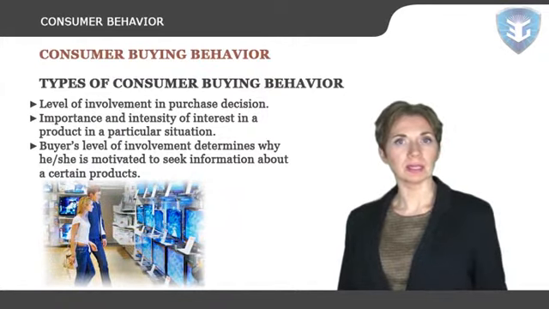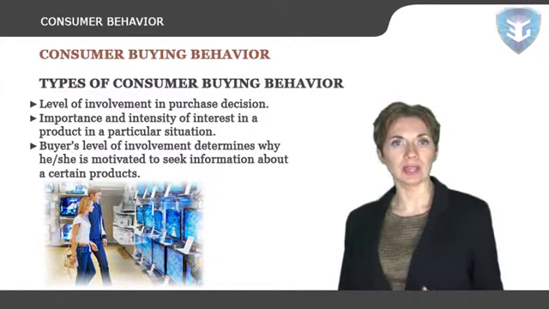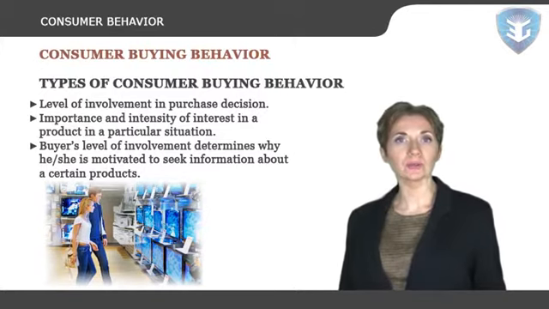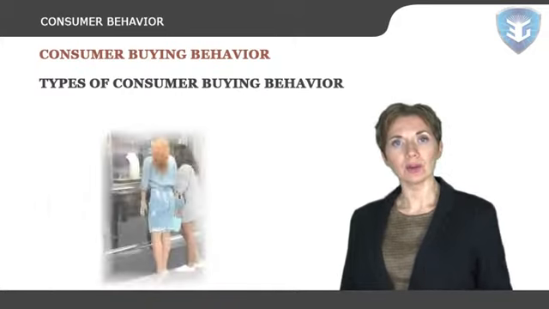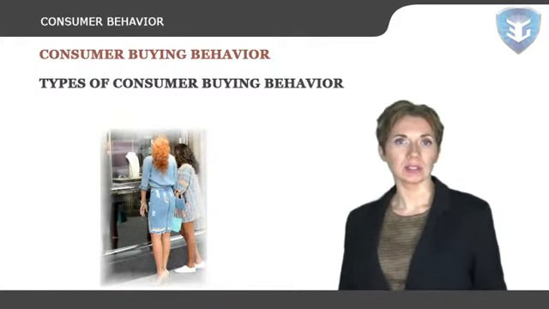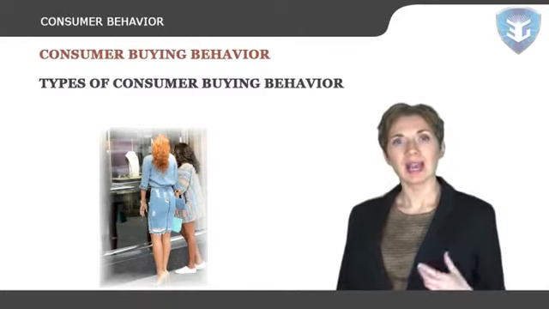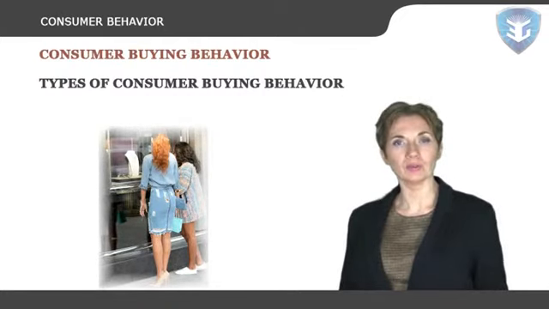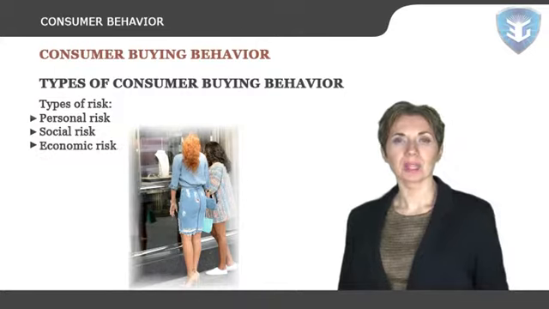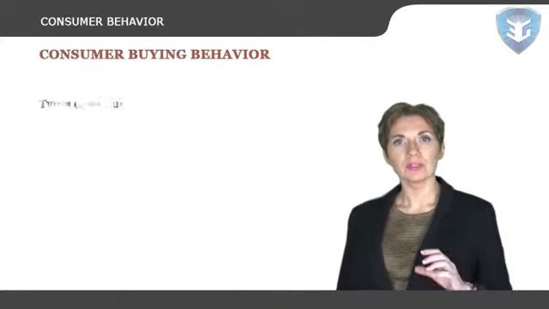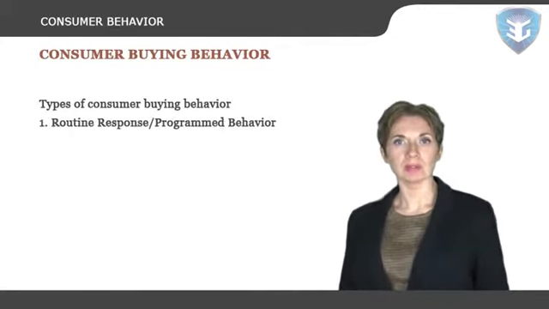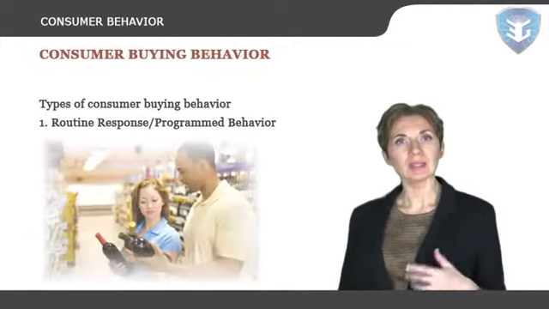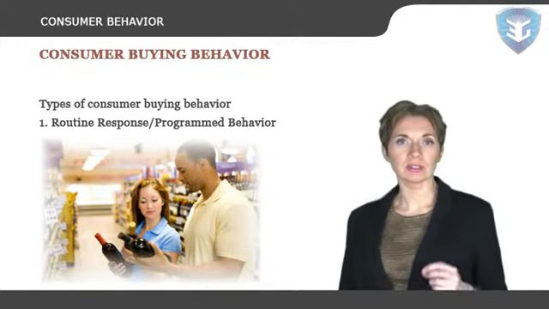Buyer's level of involvement determines why he or she is motivated to seek information about certain products and brands, but virtually ignores others. High involvement purchases: high-priced goods, products visible to others, and the higher the risk, the higher the involvement. Types of risk: personal risk, social risk, economic risk. The 4 types of consumer buying behavior are routine response, programmed behavior, buying low involvement, frequently purchased low-cost items.